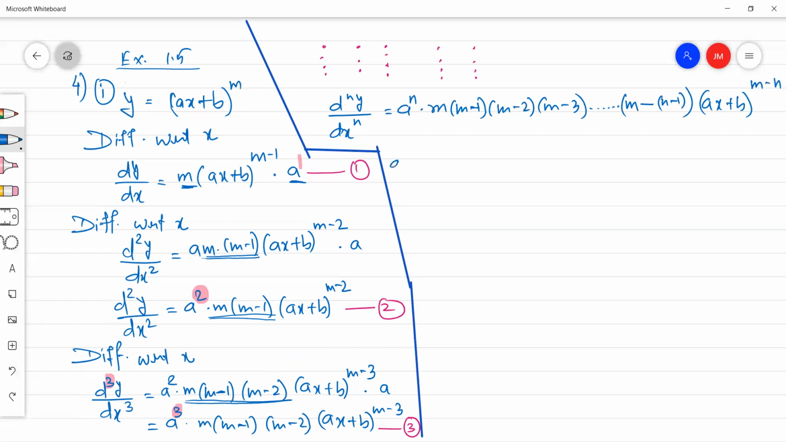So the nth order derivative, you will have dny upon dxn is equal to a raised to n, m minus 1, m minus 2, m minus 3, and so on, m minus n. Let me open the bracket, m minus n plus 1. And here you have ax plus b raised to m minus n. This is my nth order derivative.